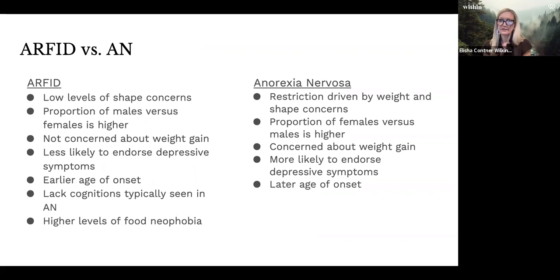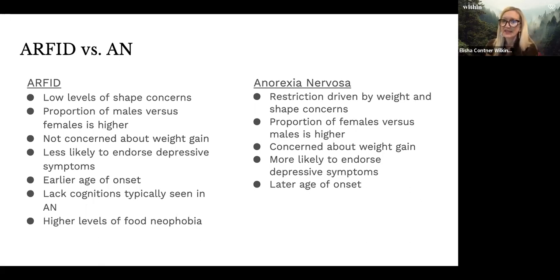Let's take a look at ARFID versus anorexia. Many of you have probably heard that there are really no shape concerns or body image concerns, but some of the more recent studies do see low levels of shape concerns in individuals with ARFID. Both are restrictive types of eating disorders. However, ARFID is more about avoidance and resistance. And we do see, as I mentioned before, a higher proportion of males diagnosed with ARFID versus females, essentially 2 to 1. As I mentioned before, 67% of males in another study were identified.